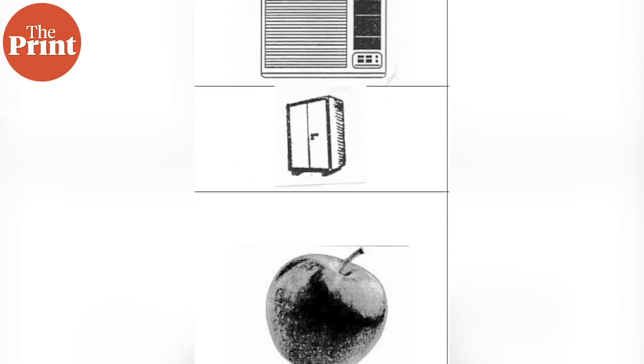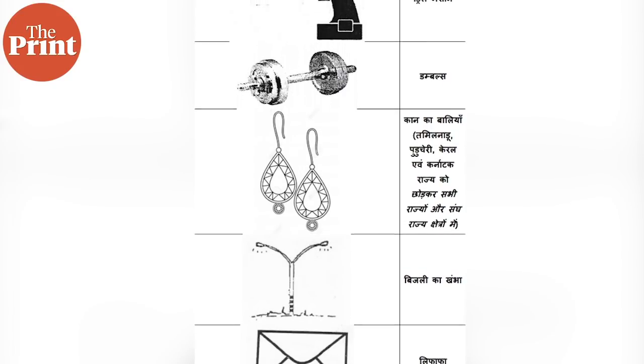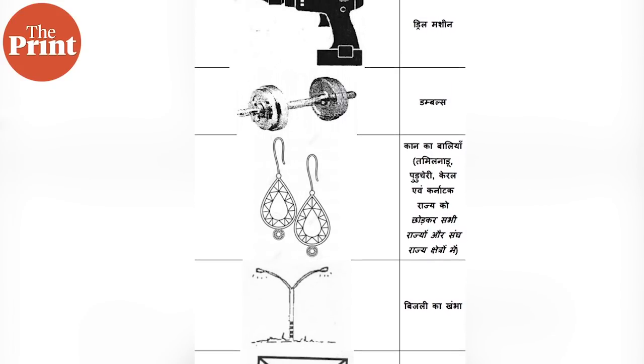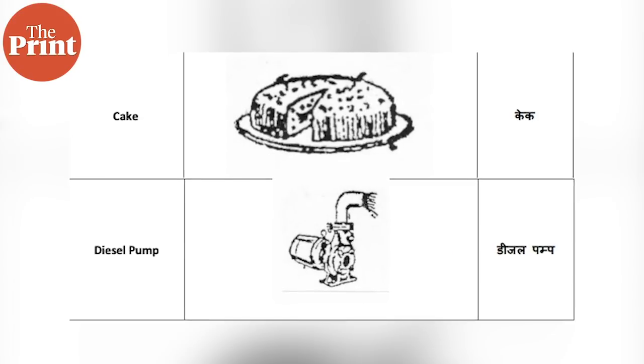Once a symbol is reserved, it cannot be used by any other party, leaving new entrants to pick from the list of remaining free symbols. The EC maintains a large pool of such symbols. These images are really varied and include a cake and a diesel pump too. Fun fact, most of these symbols were sketched by draftsman M.S. Sethi, who retired from the EC in 1992.